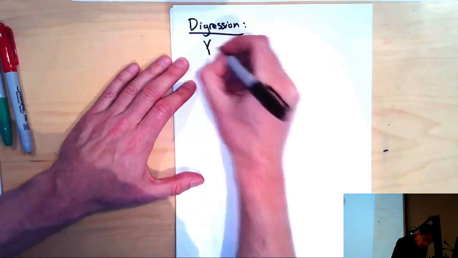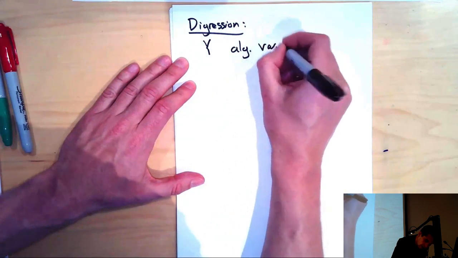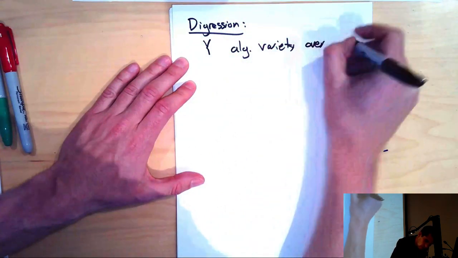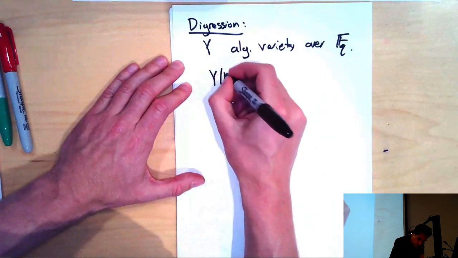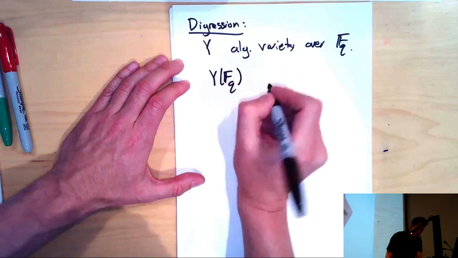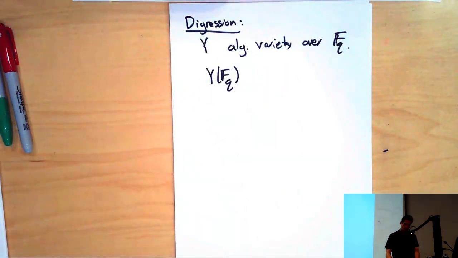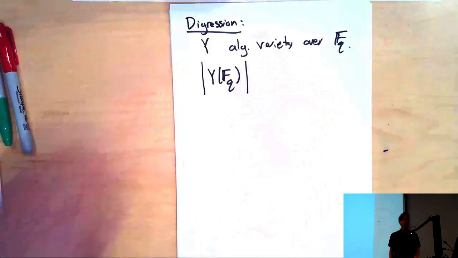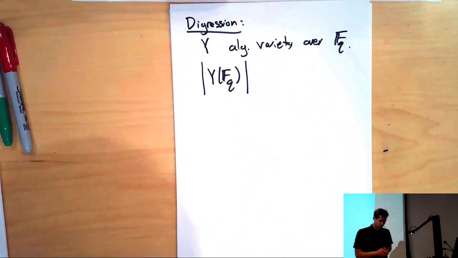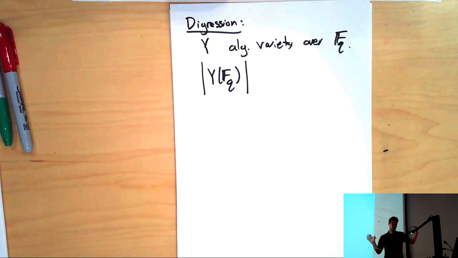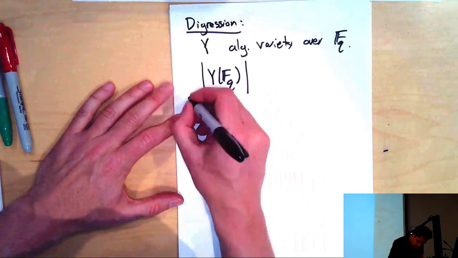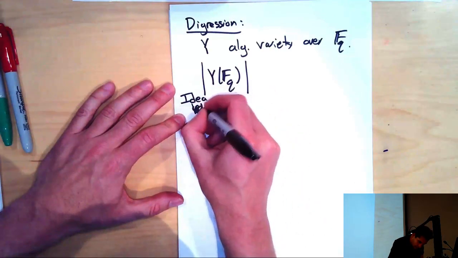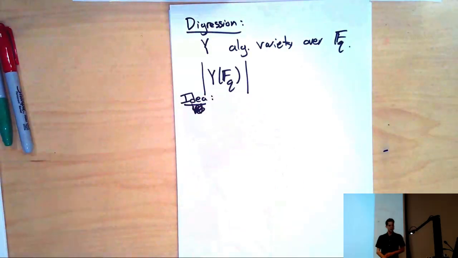So let's say Y is an algebraic variety over a finite field F_q. Then you can look at the F_q-valued points of Y, and that's some finite set. And you can ask, how big is that finite set? And this is the subject of another very beautiful idea of André Weil. So let me describe Weil's idea for how to count a set like this.